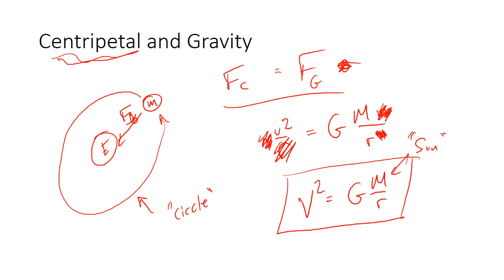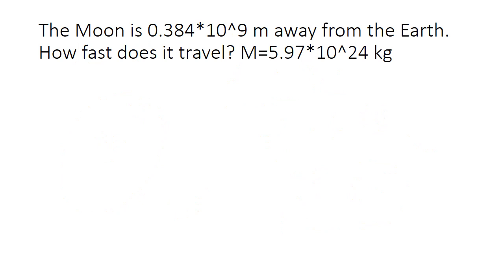All right, let's do a practice. The moon is that far away from the Earth. I know it's not real scientific notation, but I didn't want to bother converting it from the chart. Away from the Earth, how fast does it travel? And that's the mass of the Earth. I used a big M because it's the Earth. Alright, so we're going to do this kind of thing here. I don't even remember the formula from just a little while ago.